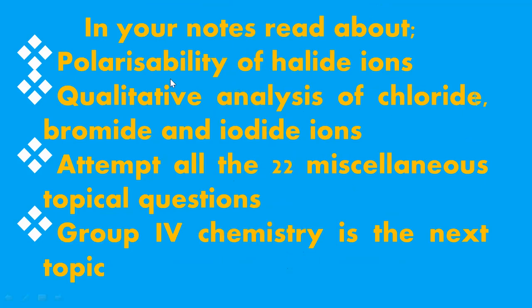Now in your notes, read about these remaining things here. Polarizability of the halide ions, qualitative analysis of chloride, bromide, and iodide ions. You have the notes. You'll do them practically when school resumes. Attempt all the 22 miscellaneous topical questions. Group 7 is done. Group 4 will be our next topic.